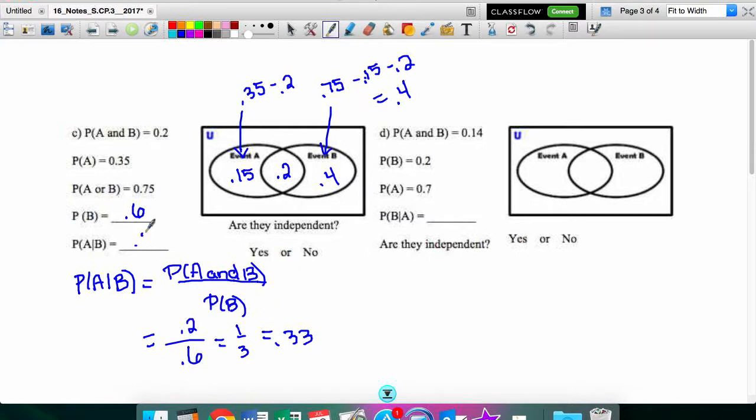If we take a look at our probability of A given B and our probability of A, we notice that these are two different probabilities, and therefore, since they don't match, they cannot be independent.